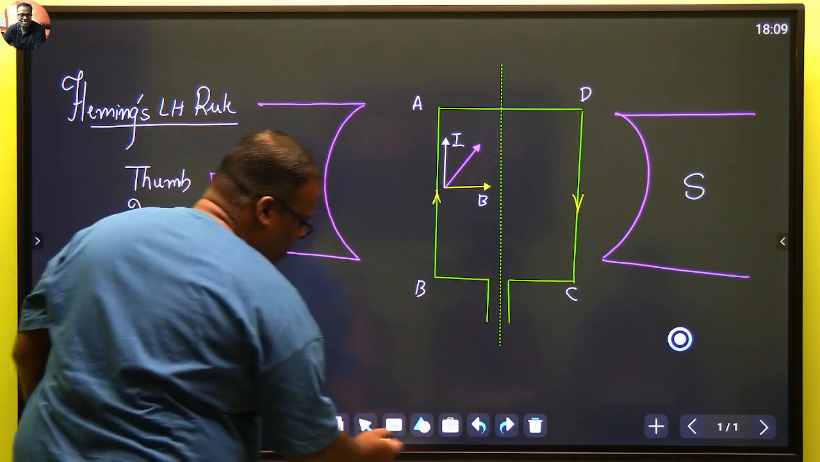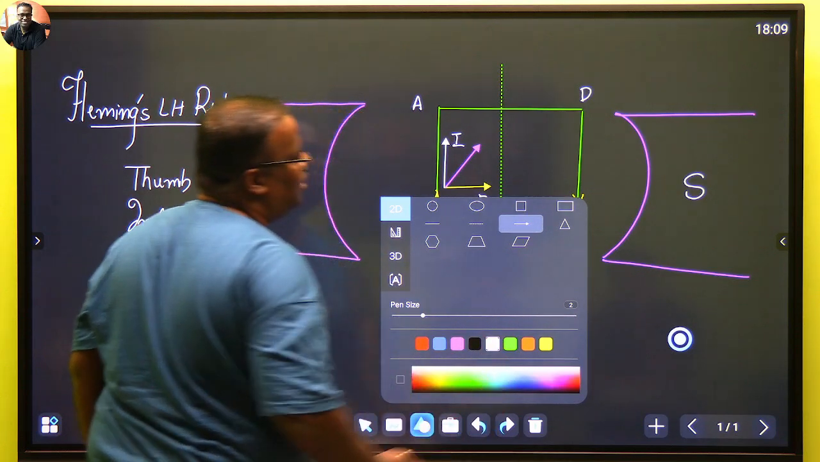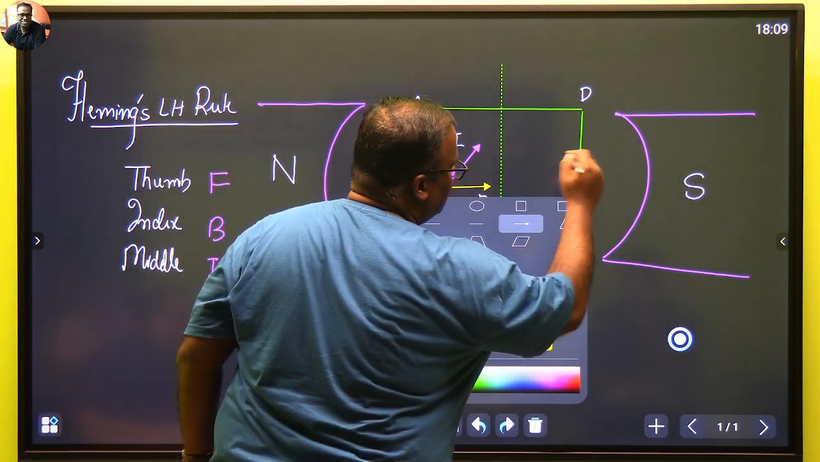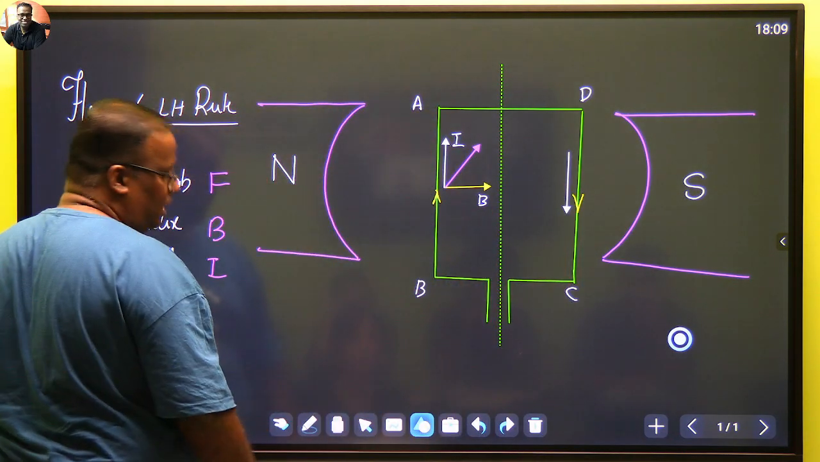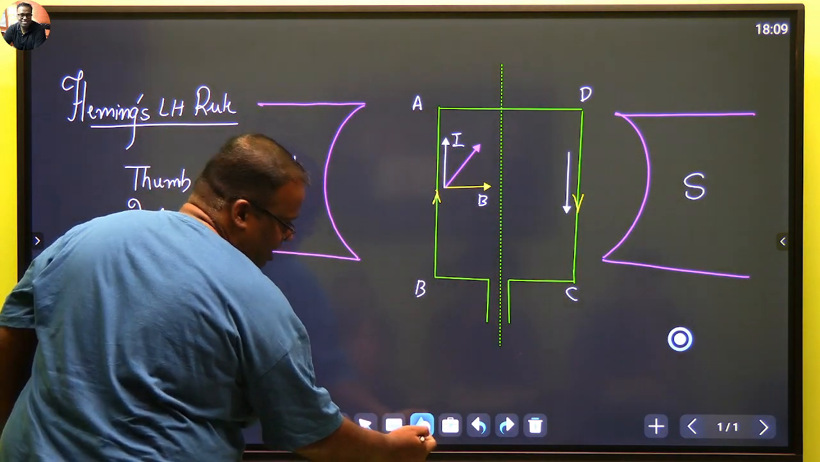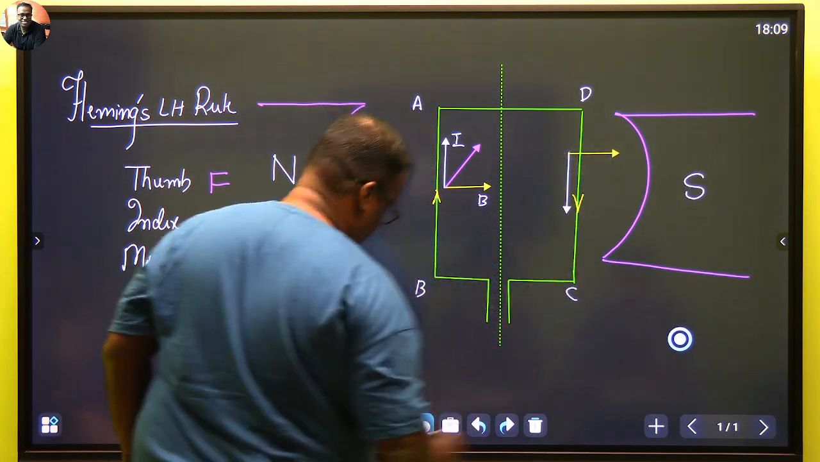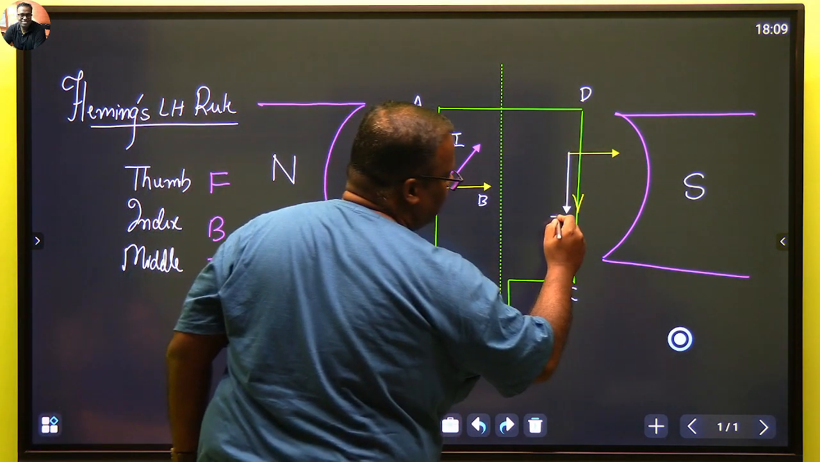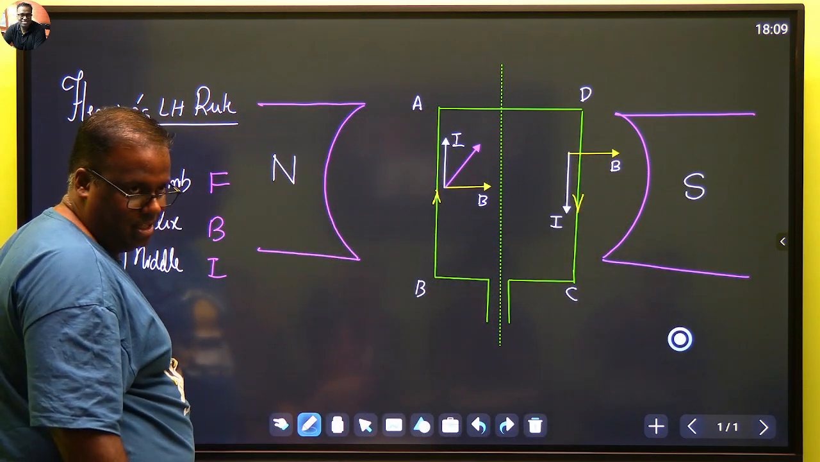There is going to be a lot of interesting things in CD. Let's look at CD now. So on CD, the current is now in which direction, beta? Downwards. Which direction is the magnetic field? Unchanged. Magnetic field is unchanged. Right? So let's write. This is I. This is B. Right? Now let's go again.